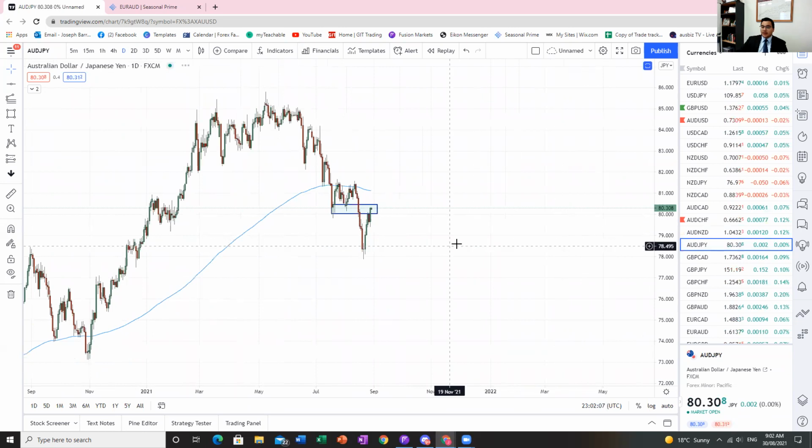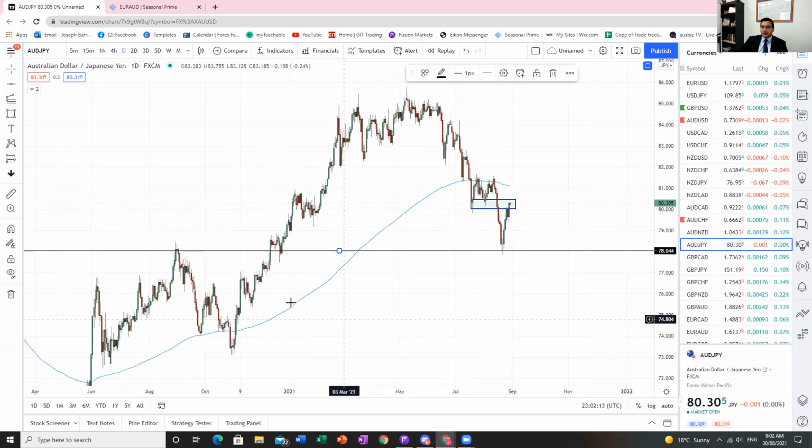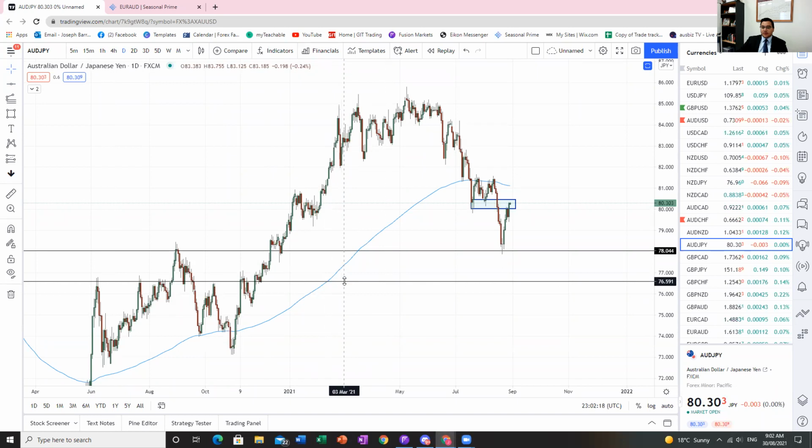Aussie yen, I like to the downside. Again, it's under the 200 EMA, so there's lots of potential push lower from there or either there. There are two ways you can look at this one as well.